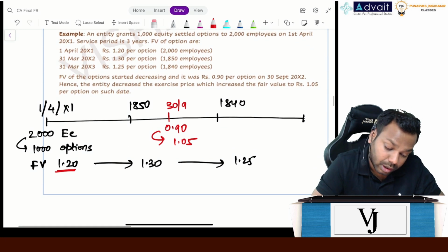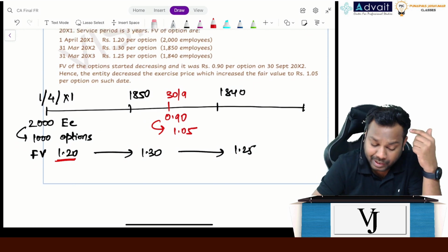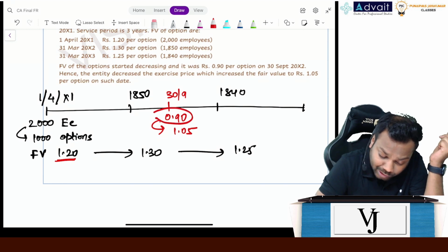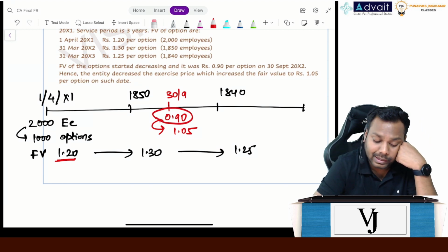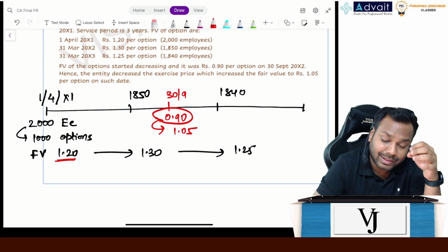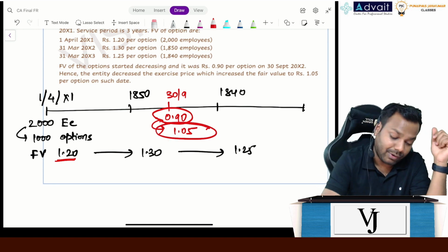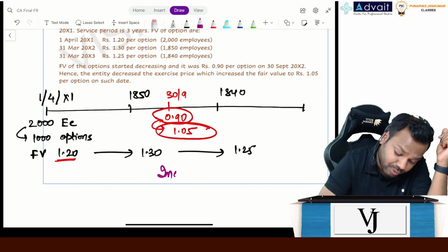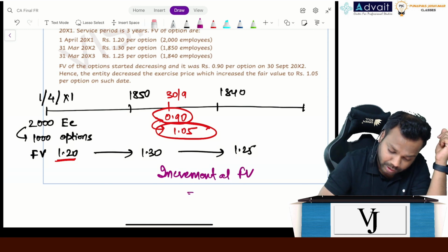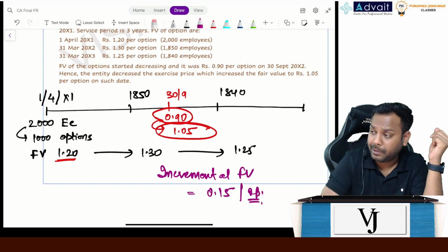Further, it says the fair value of the options has been continuously decreasing, and on 30th September it decreased to 0.90. Then the company decreased the exercise price, which led to an increase in the fair value, and the increased fair value is 1.05. So can anyone tell me what is the incremental fair value? It's 0.15 per option. Agree?